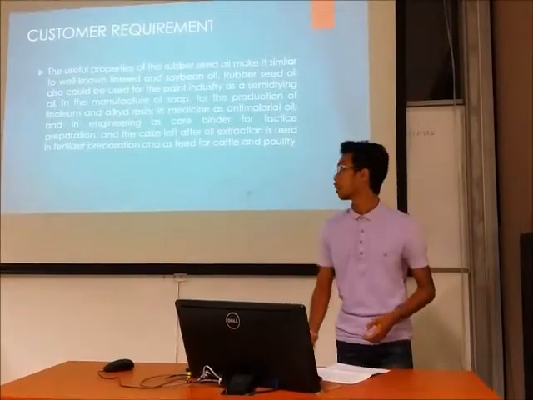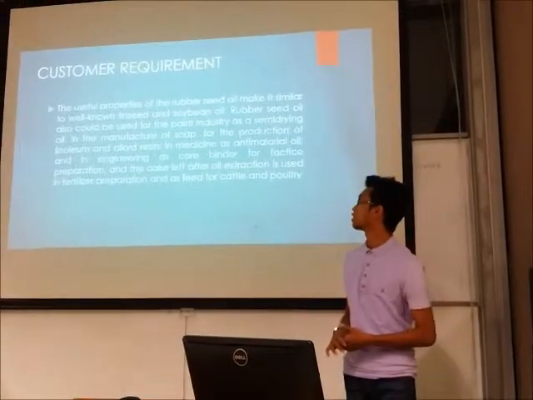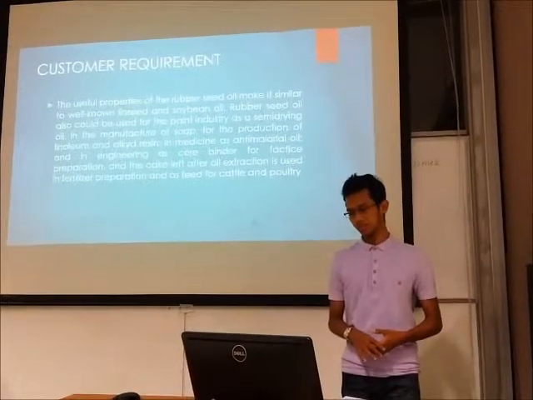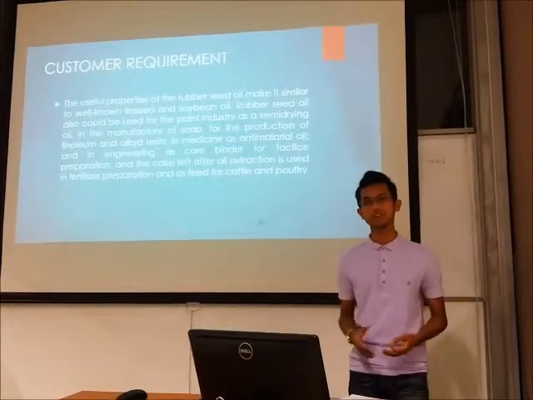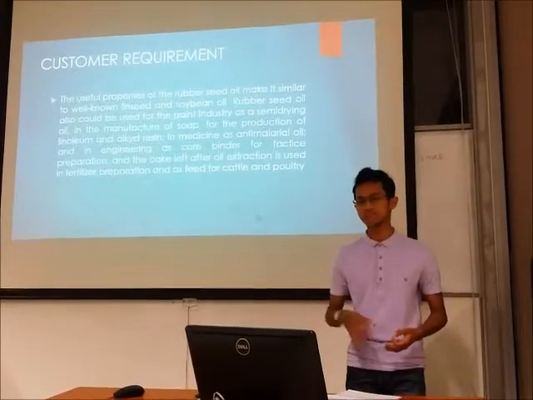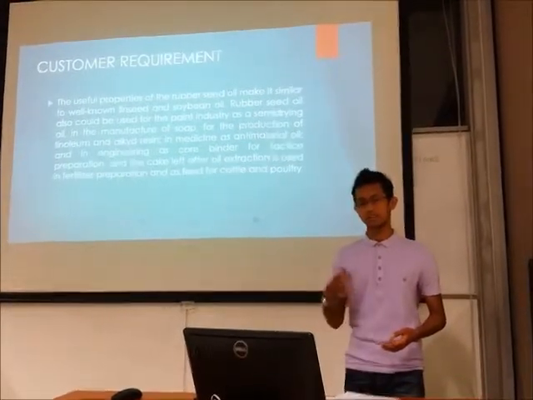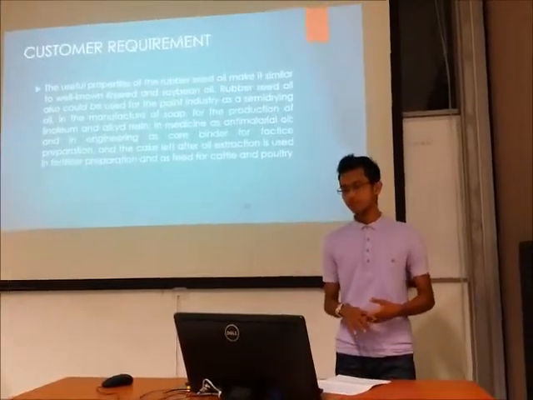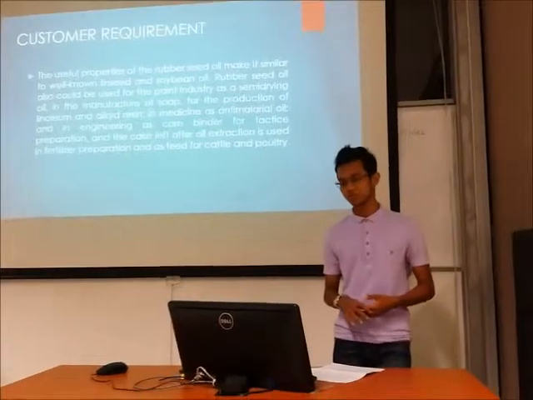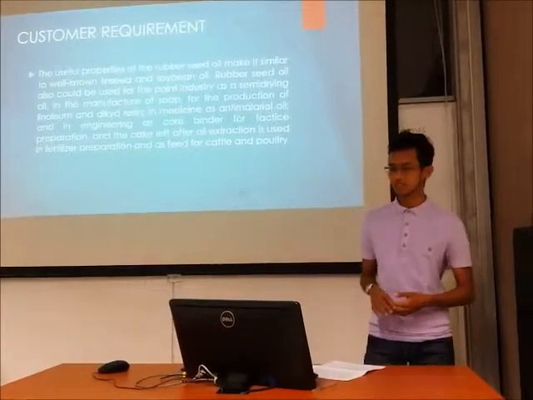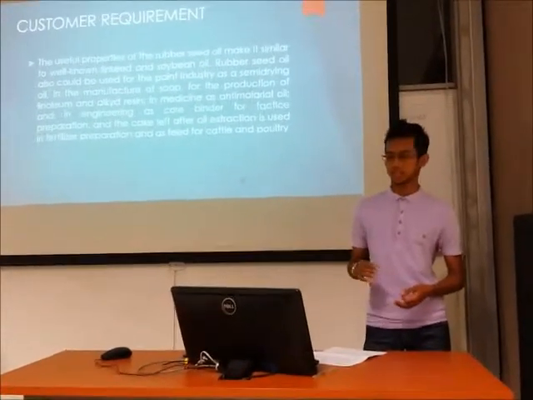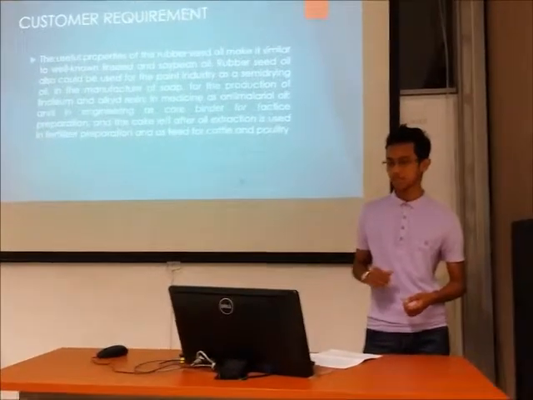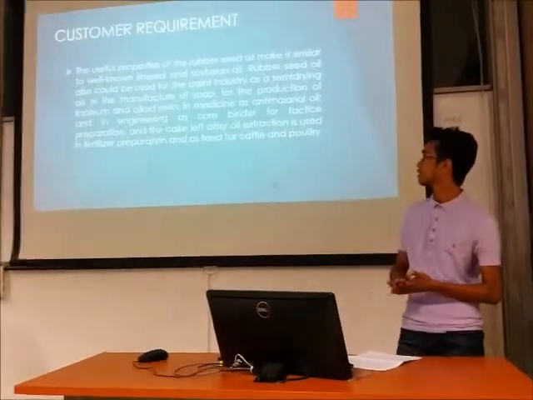Okay, now I will explain about the customer requirement part. First, rubber seed has very useful properties. This is similar to linseed and soybean oil. Rubber seed oil could also be used in the paint industry as a semi-drying oil, in the manufacture of soaps, and also in the production of linoleums and alkyd resins.